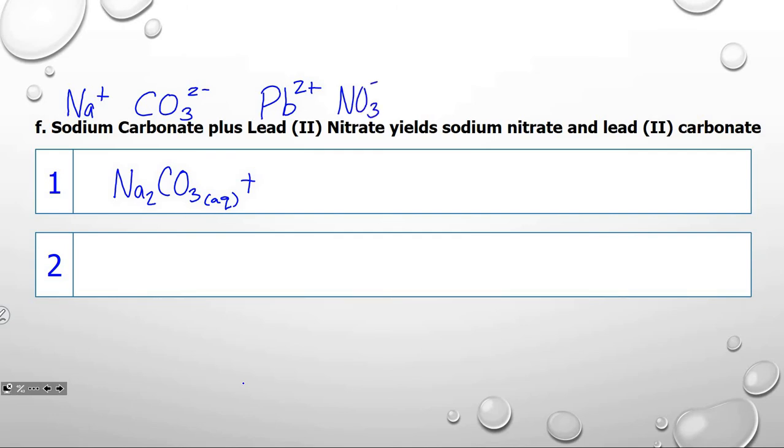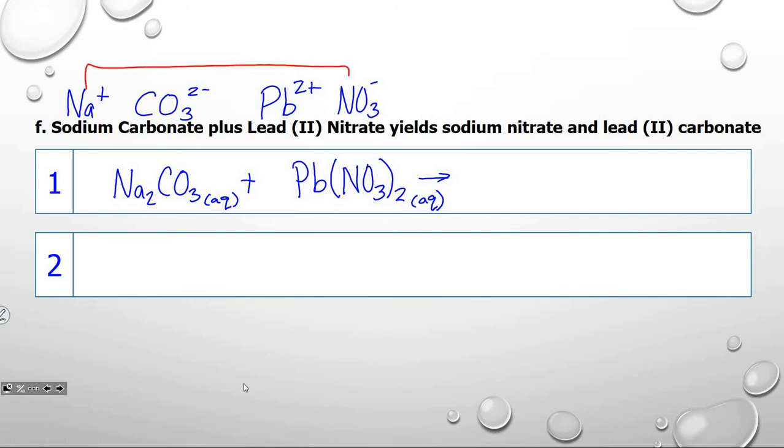Okay, I got to put those together so they'll add to equal 0. How many of each do I need? Good. 1 lead and 2 of the nitrates. And since nitrate is a group, I put it in parentheses. If it wasn't a group, I would not put it in parentheses if it was just an element. And this one is also AQ. It's going to yield, again, outsides, sodium and nitrate.